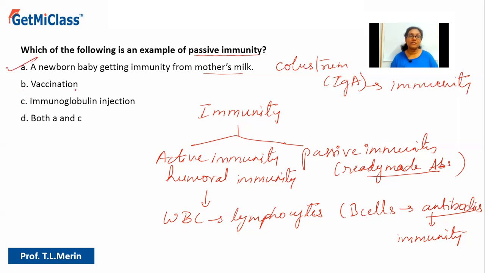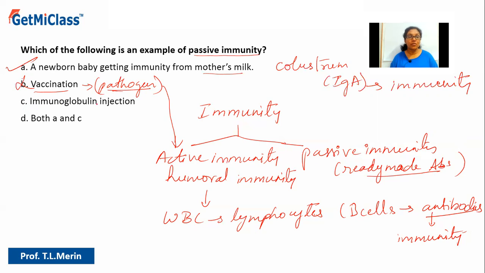Option B says vaccination. Vaccination consists of either an inactivated pathogen, or a part of the pathogen, or any peptide or particle of the pathogen. Basically, it consists of something related to the pathogen. So what will happen when we get vaccination? It will lead to our active immunity. That means it has to be recognized by the body. Further, lymphocyte recruitment will occur, and there will be production of antibodies. So this is related to active immunity or humoral immunity. Hence, it is ruled out.